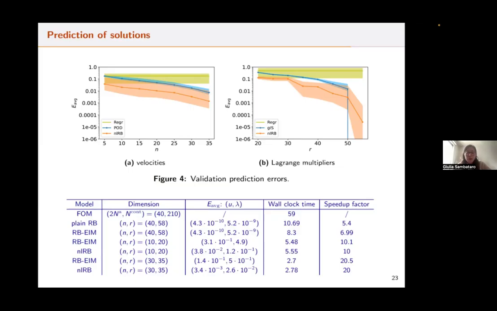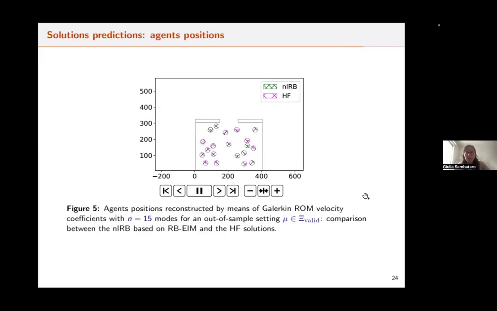Okay, and the online cost of adding the machine learning correction is quite negligible, and so the reduced order model and the nonlinear reduced basis technique have more or less the same online cost, while the second one achieves a much better accuracy. Here I simply wanted to depict particle positions for a smaller number of modes of the primal variables for a generic out of sample configuration in Xi-valid, that is the validation set of parameters.